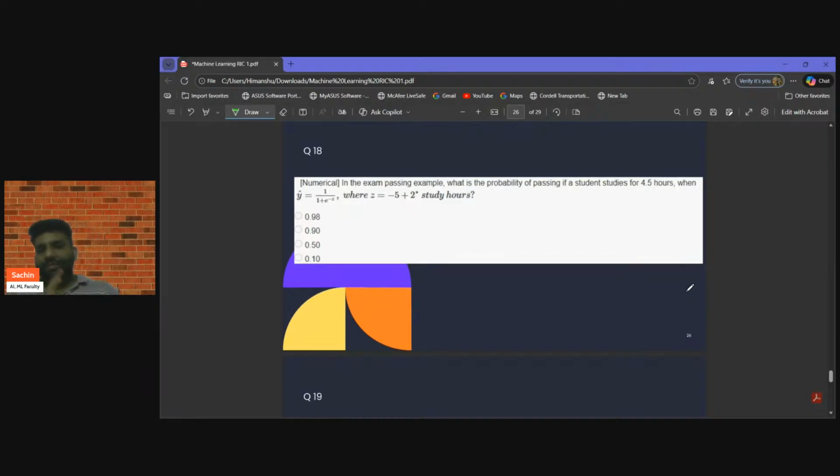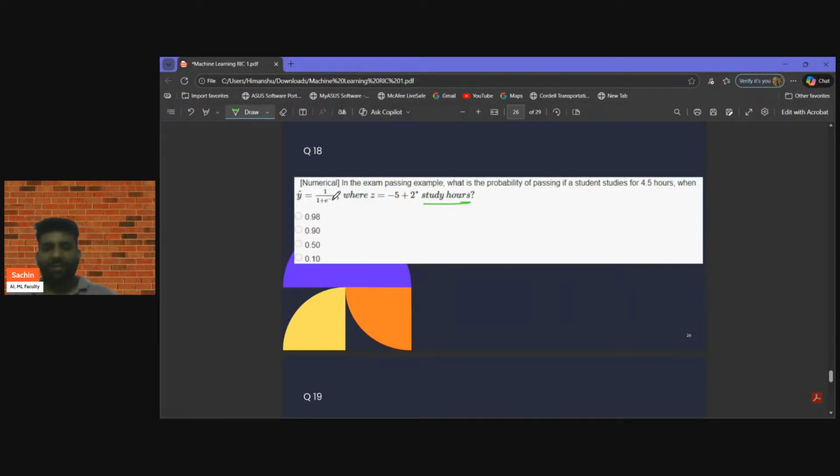Again, simple question. You just need to understand. Please don't mind the way screenshots are cut, as I mentioned, from a variety of places these have been taken for you guys, especially curated. So in the exam passing example, what is the probability of a student passing? Based on the number of hours a student studies, we would like to determine the probability of someone passing the exam.